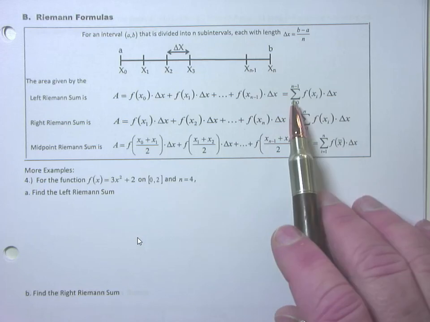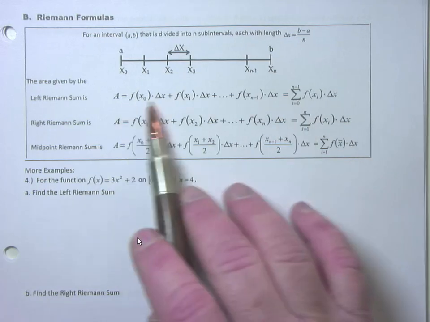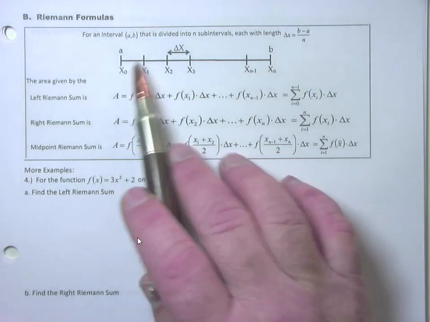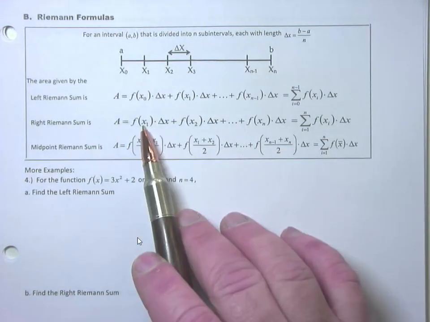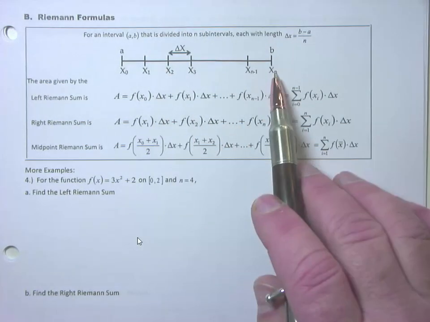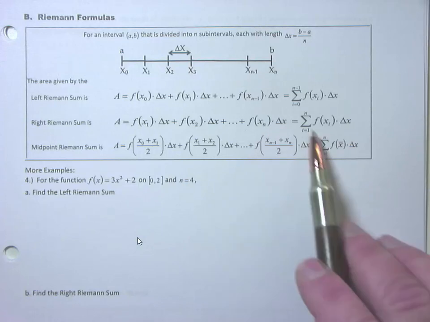That sigma stands for sum, so we're going to be adding these up. For the right Riemann sum, instead of using the point on the left, we use the point on the right. So we start with x1: f of x1 times delta x, plus f of x2 times delta x, plus dot dot dot, plus f of xn, which is your b, times delta x. So it's the same formula.